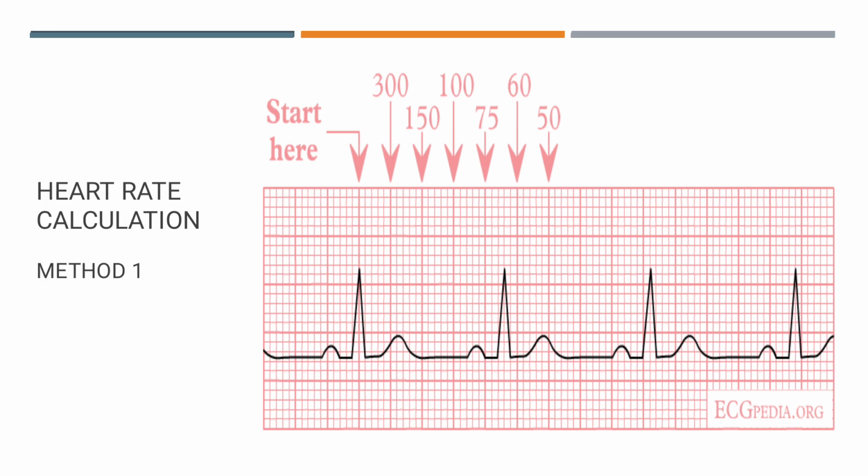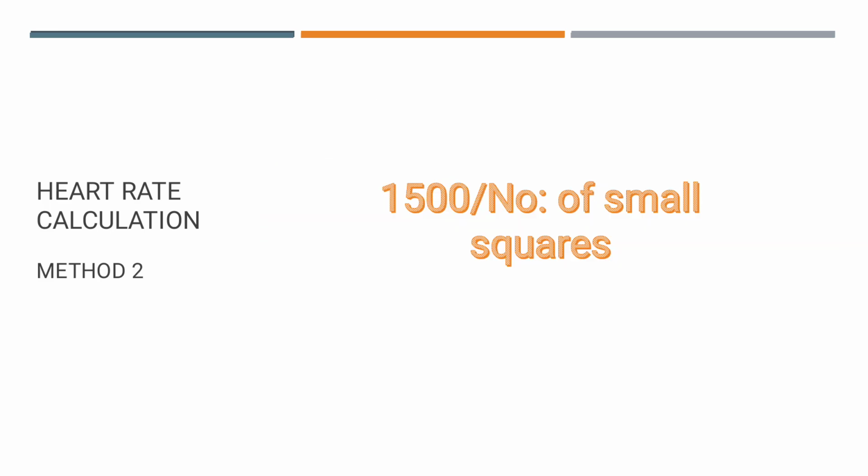So here comes the first method. What you're seeing in the picture: the first large line next to your first R is 300 beats per minute. The next large line is 150 beats per minute. Next is 100 beats per minute. Next is 75 beats per minute. The next line is 60 beats per minute and the next line is 50 beats per minute, and it goes on. So starting from the nearest large line of your QRS complex will give you a mere idea of heart rate, which is not very accurate or precise.